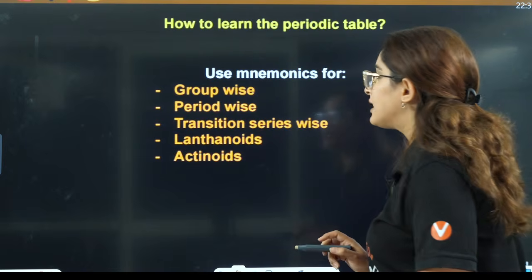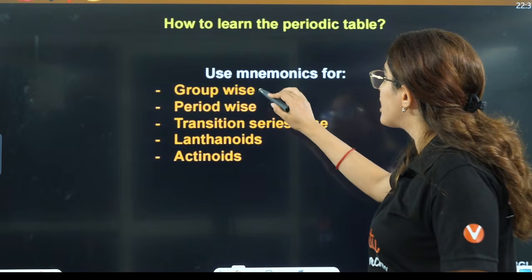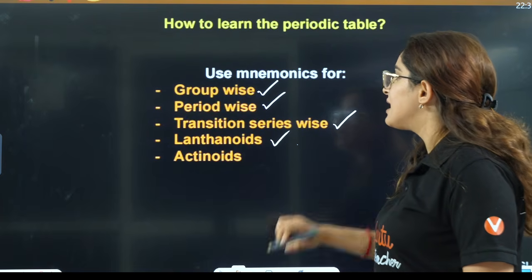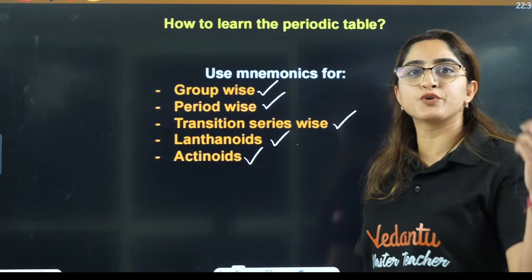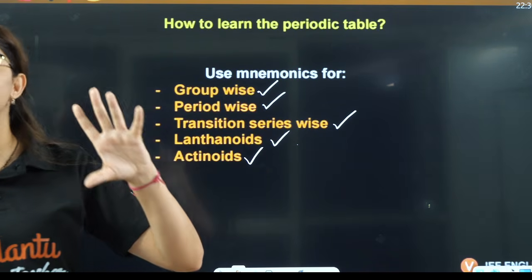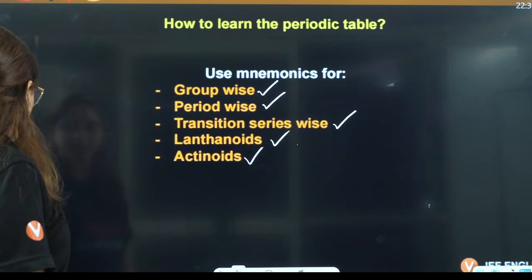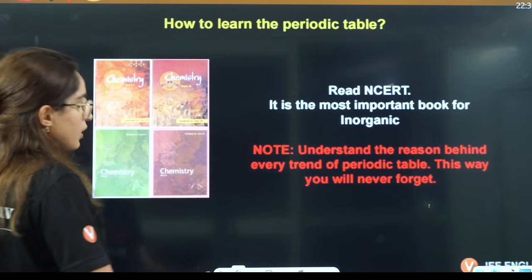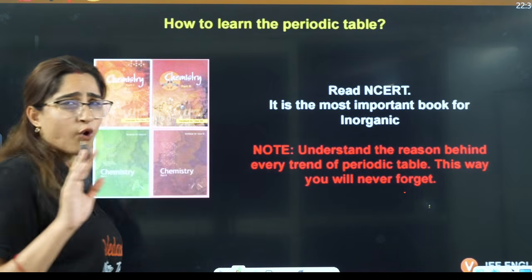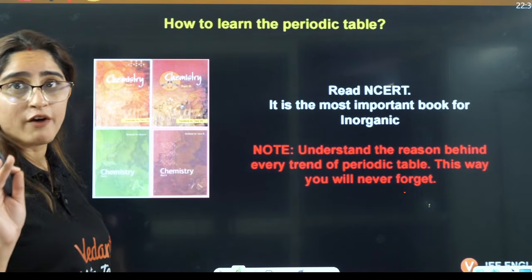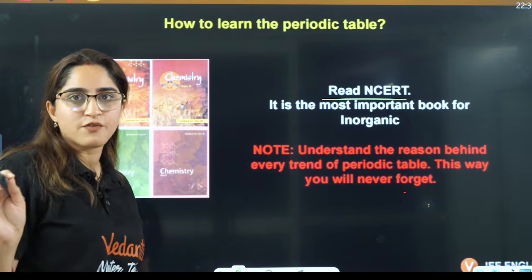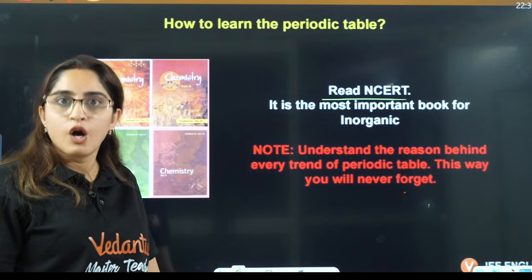Now after that, use the help of mnemonics: group wise, period wise, transition series wise, lanthanoid wise, actinoid wise. You should know all the mnemonics. Through mnemonics, you should know which element is where. Then beta, you should know NCERT, right? Even now, if you have just ignored class 11, that is a big mistake you have done, right? Right now, go through your NCERT of periodic classification, of p block, of chemical bonding.